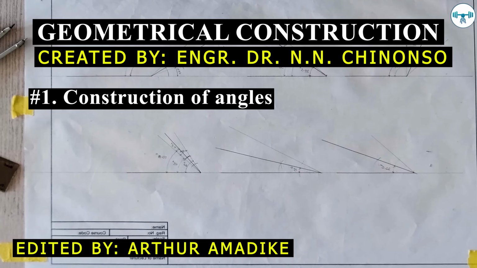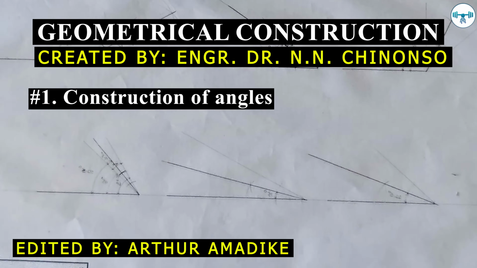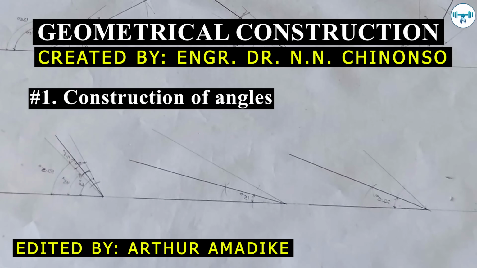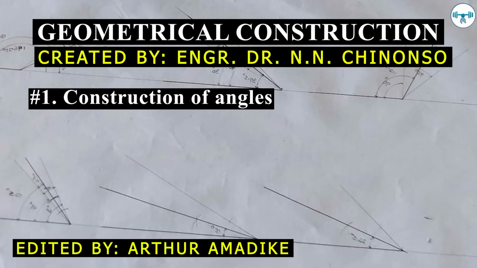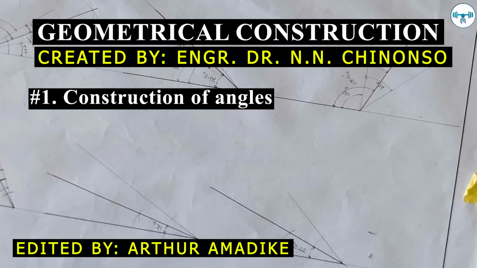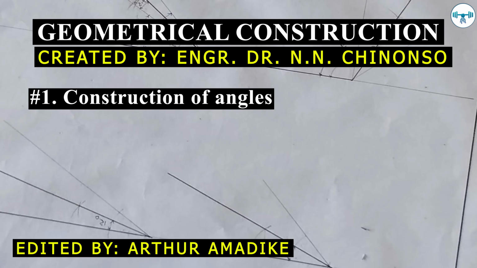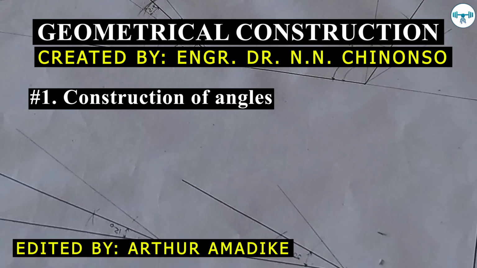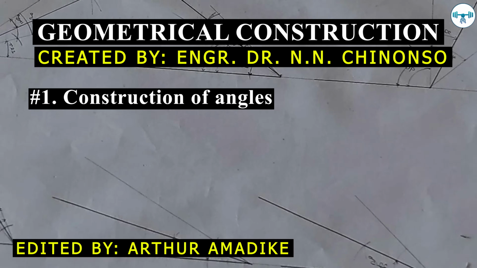So we're going to be looking at handling some geometrical construction problems in engineering drawing. Basically I'm going to be teaching you how to draw some angles: 22.5, 15 degrees, 52 and a half degrees, 112.5 degrees, 37.5 degrees and 146.4 degrees. So I'm going to be teaching you how to construct these angles geometrically.